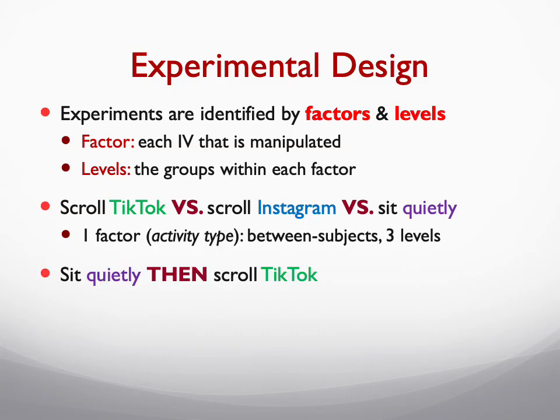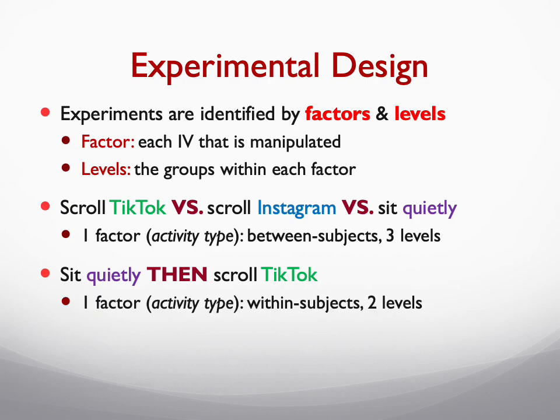This is opposed to the other example I proposed, which is that I could have one group of people sit quietly and then that same group of people scroll TikTok. In this case, it would be 1 factor, still activity type, within subjects, because this one group is engaging in all of my different experiences. And it has 2 levels. There's sitting quietly and there's TikTok. If I wanted the same group to then scroll Instagram, it would then be 3 levels because I still have just 1 factor, activity type, but 3 different activities that they're engaged in over the course of the study.